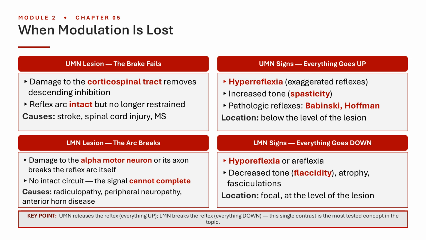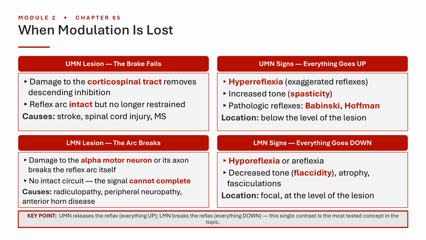The UMN signs: hyperreflexia, exaggerated reflexes below the lesion, increased tone, spasticity, pathological reflexes, Babinski sign, Hoffman sign. These findings all occur below the level of the lesion, because those are the arcs that have lost their inhibitory supervision from above. Common causes: stroke, spinal cord injury, multiple sclerosis, wherever the corticospinal tract is damaged.